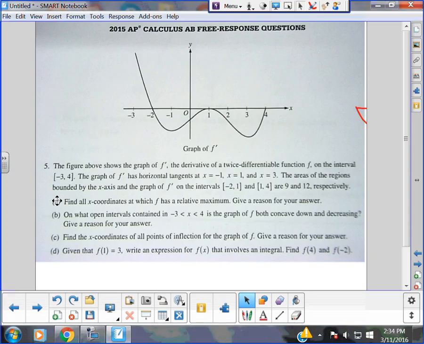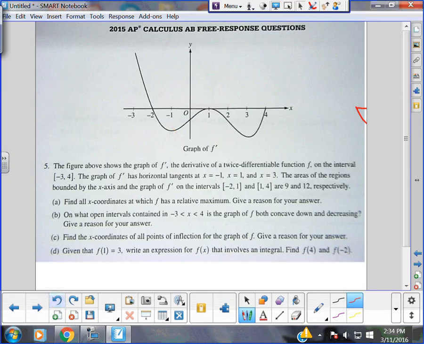It shows a twice differentiable function f. They give the graph of f prime, and they give you the interval -3 to 4. The graph has horizontal tangents at -1, 1, and 3. Everybody, I'm not even sure why they put that in the text outside to slow you down. That's obvious.